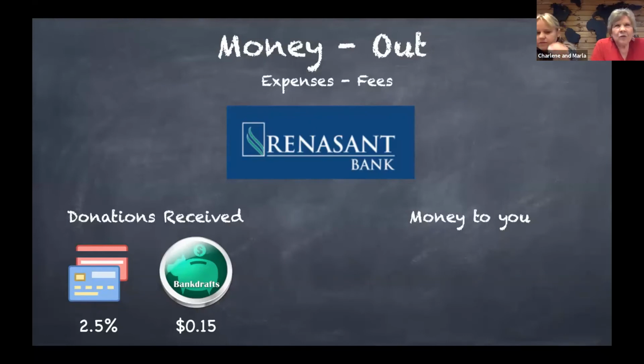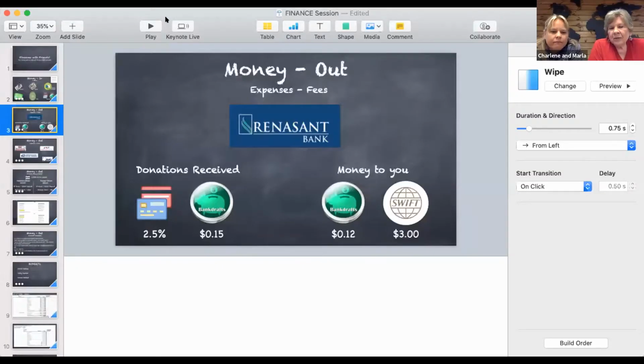And Evelyn, I haven't asked this before. How do the majority of donors give? What percentage would you say compared to bank drafts and credit card?